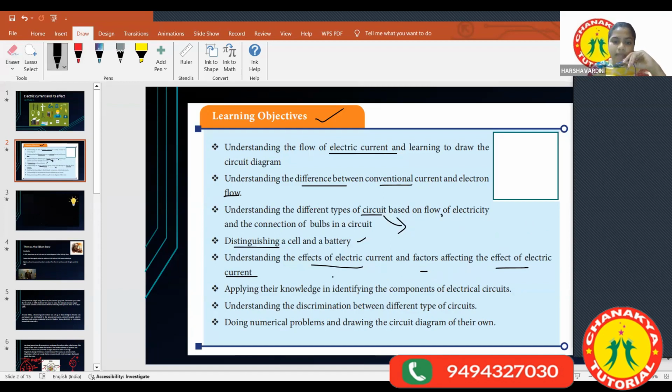And then we will be applying this knowledge in identifying the components of electric circuits. And then we will understand the discrimination between different types of circuits, why they are different, right? I said two circuits, series and parallel.